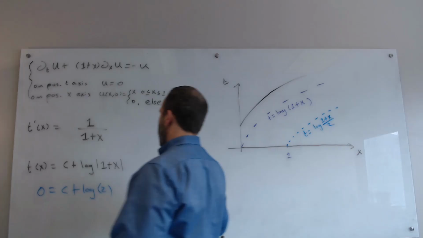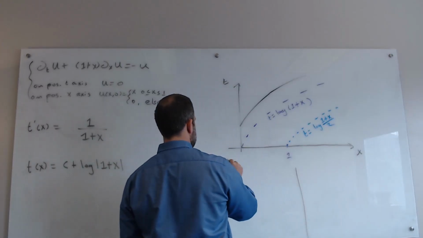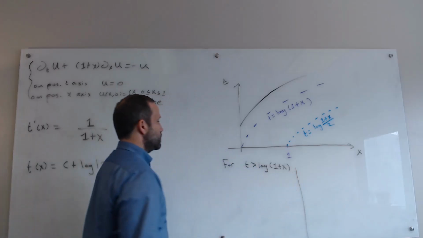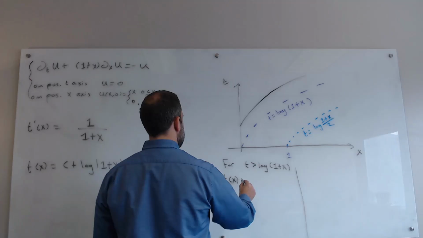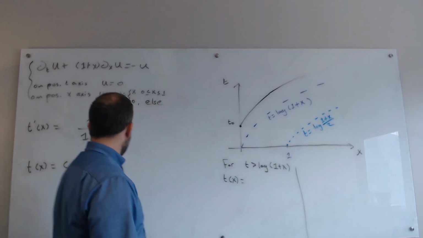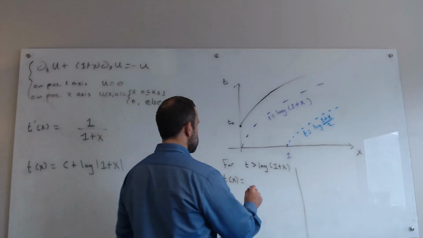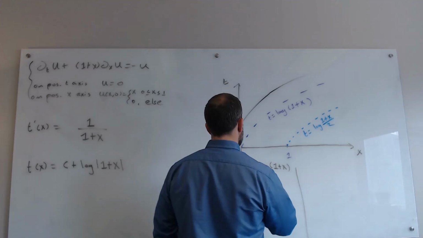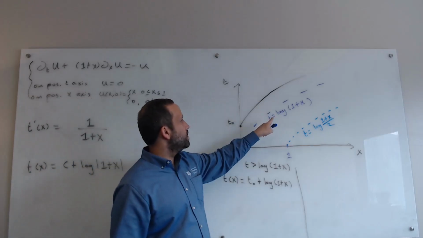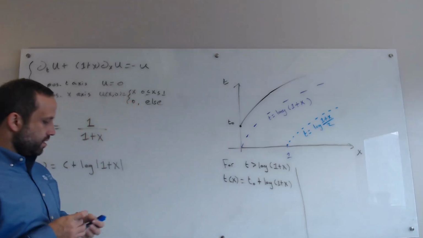Okay, so what we're going to have now is, if t is bigger than the natural log of 1 plus x, then the characteristic is going to be t of x equals, okay, this is t naught, and notice this corresponds to x equals 0, so this would be log of 1, which is 0, so c is just equal to t naught. So t of x is equal to t naught plus log of 1 plus x. So the characteristics, for the points above t equals log of 1 plus x, are going to lie on characteristics of this form here, where t naught is where it crosses the axis there.